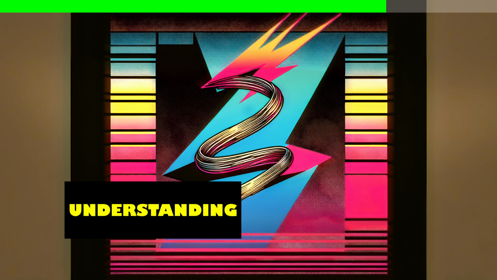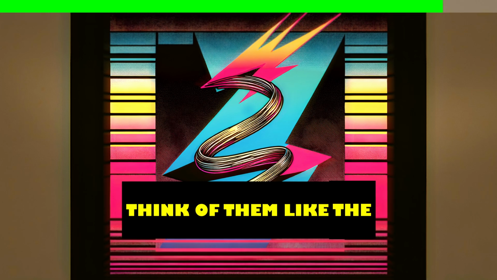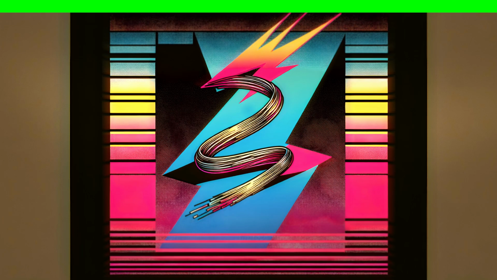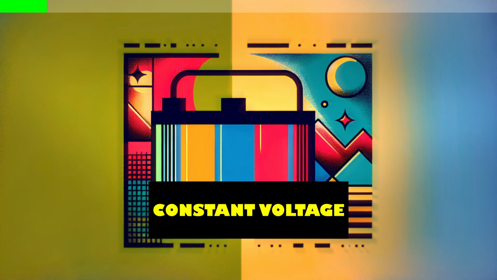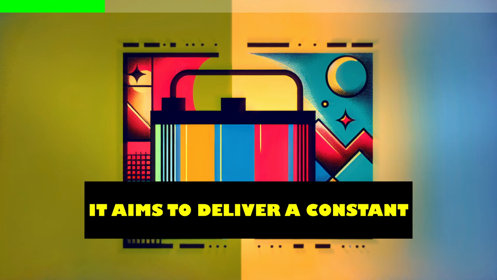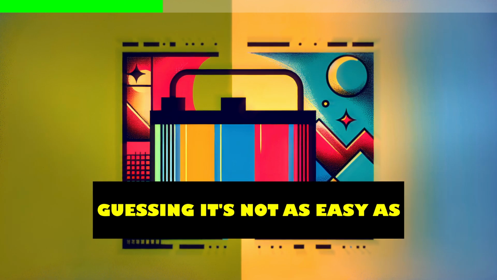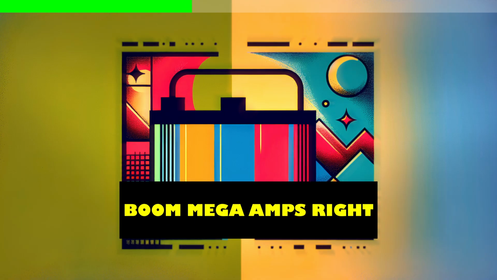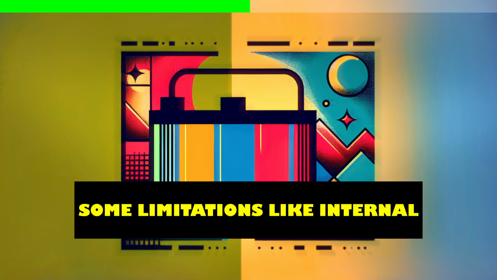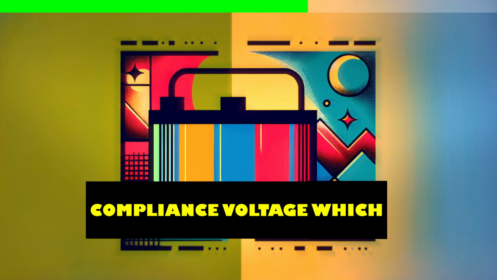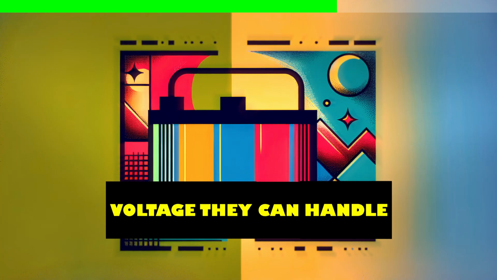So how do we generate these super powerful currents? Well, you got to start with understanding current sources. Think of them like the opposite of a battery. Opposite of battery, how so? So a battery gives you a constant voltage, but a current source aims to deliver a constant current no matter the resistance. Okay, that makes sense, but I'm guessing it's not as easy as just flipping a switch and boom, mega amps, right? Exactly. Real-world current sources have some limitations, like internal resistance that can affect their performance, and also a compliance voltage, which is the maximum voltage they can handle.